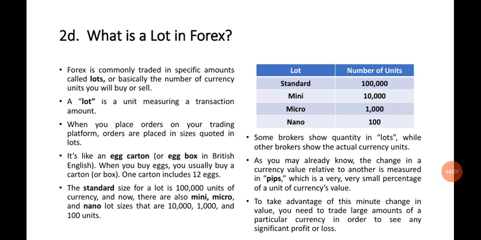Some brokers show quantity in lots, while other brokers show the actual currency unit. As you may already know, the change in a currency value relative to another is measured in pips, which is a very, very small percentage of a unit's currency value. To take advantage of this minute change in value, you need to trade large amounts of a particular currency in order to see any significant profit or loss.